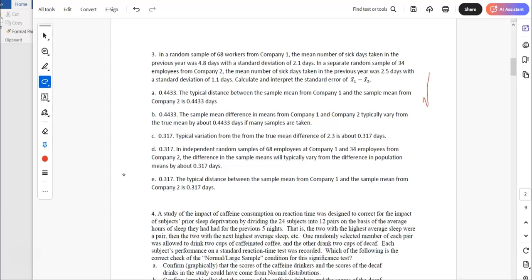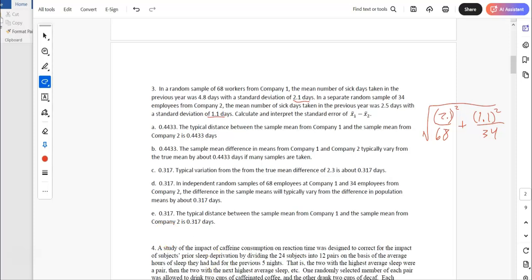So I think the formula for this type, I'm spitballing here, but I think this would be it. So it'd be standard deviation squared over sample size plus standard deviation squared over the sample size. So it would be 2.1 squared over 68. And then standard deviation was 1.1, and that was a sample size 34. So I think you would get your calculator out and maybe do that one.